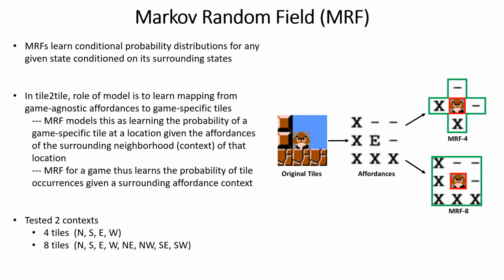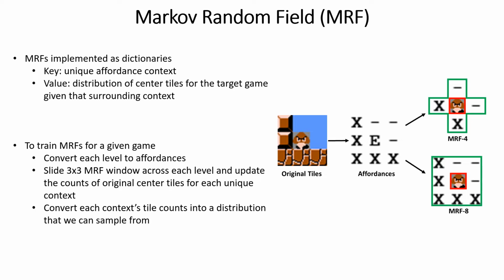We tested two contexts in this work, one looking at the four affordance tiles north, south, east, and west of the central tile, and the other looking at the full 8 tile surrounding context, as shown in the picture on the slide. More details regarding the training process of the MRF are given in the paper, but at a high level, the MRFs were implemented as dictionaries with each unique context serving as a key, and each key mapping to the distribution of center tiles for that context.